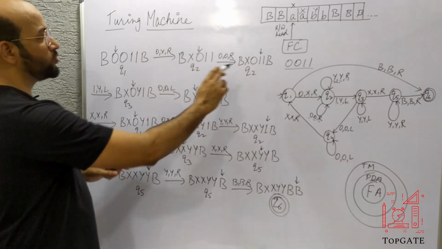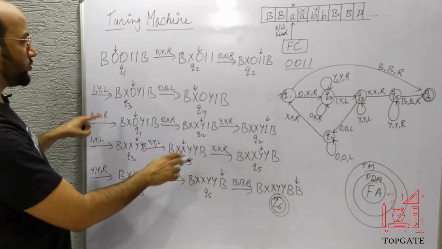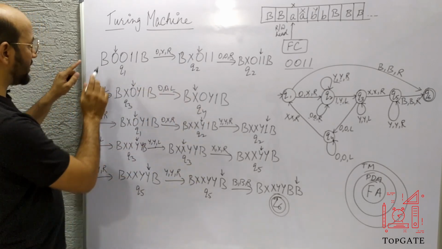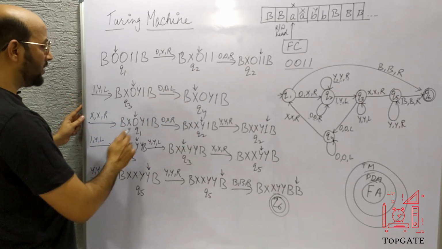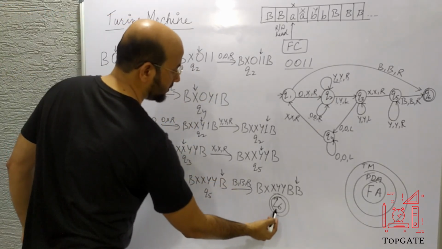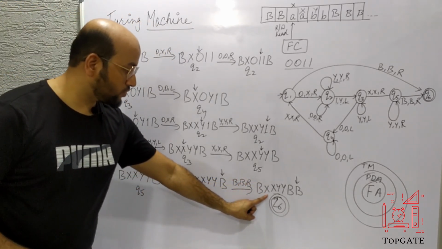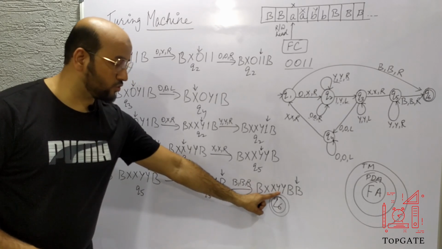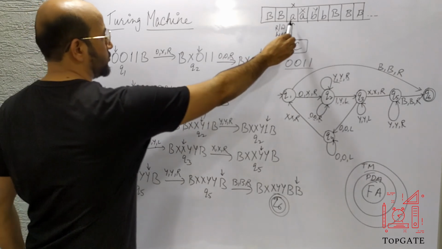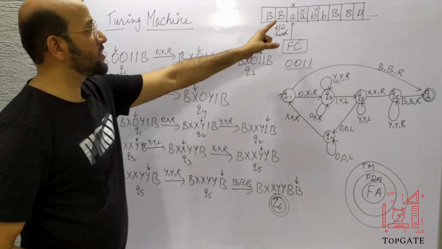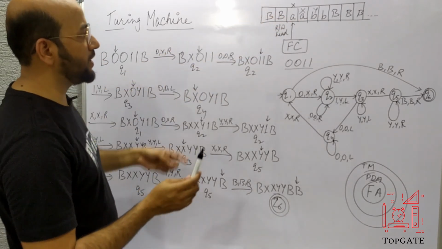So this string 0011 is accepted by this Turing machine, and the computation sequence of 0011 is this. We are starting from state Q1 and then moving around the states Q2, Q3, Q4, and finally terminating at state Q6. After termination, we have seen that 0 has been changed to X and 1 has been changed to Y. So in the input, the 0, 0 and 1, 1 have been changed to X, X and Y, Y, and the remaining is B's on the input tape.